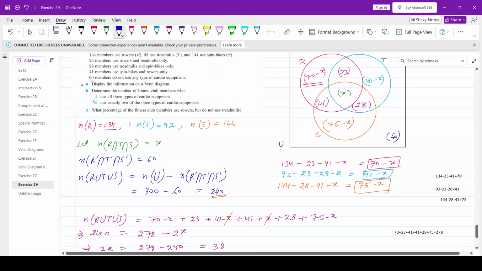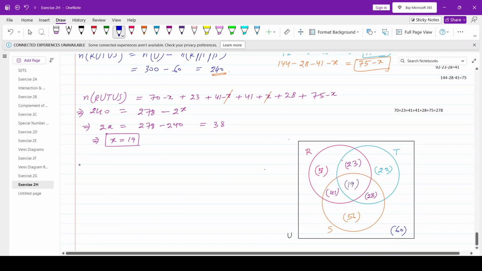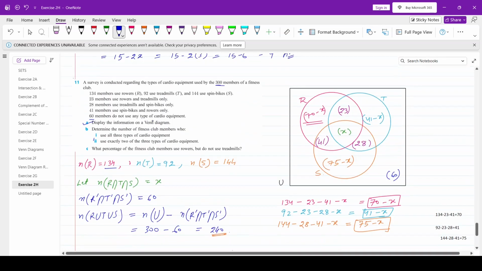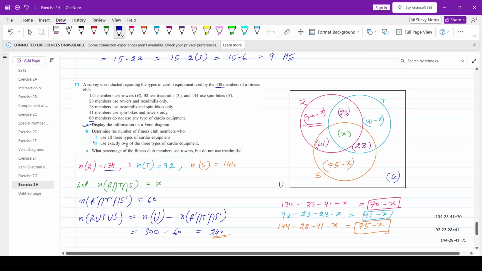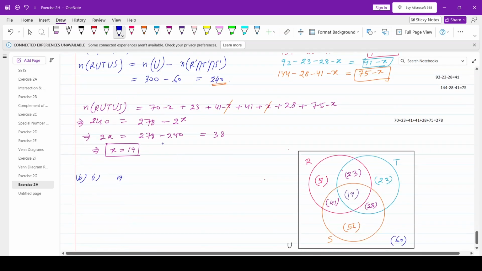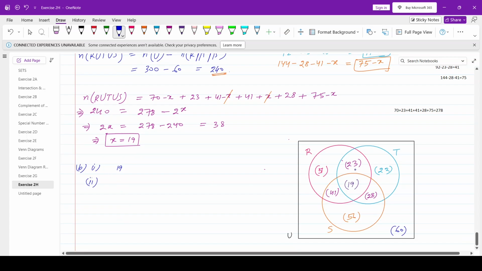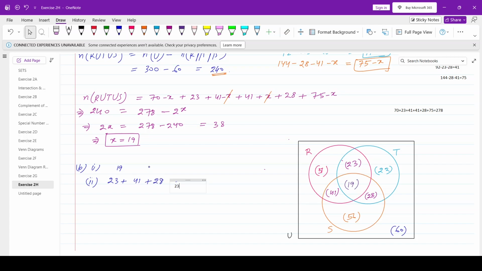Hence we have displayed the information on a Venn diagram. Determine the number of fitness club members who use all three types of cardio equipment. Therefore this is going to be 19. Use exactly two of the three types of cardio equipment. So this is going to be 23 plus 41 plus 28, which is 92.